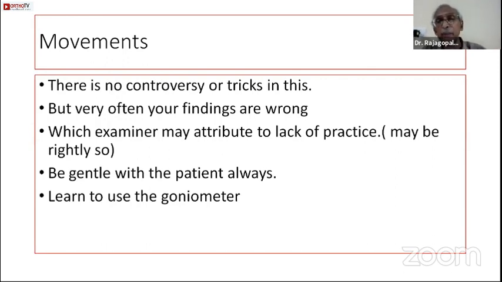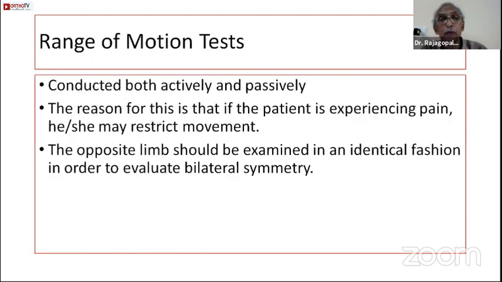And be gentle with the patient. Suddenly don't go and move. The patient will develop a spasm. Learn to be gentle with the patient, and most important, learn to use the goniometer. You will say 60 degrees, and I examine 30 degrees. I will say check out your goniometer. You will not know how to use it, you will be fumbling. So learn to use the goniometer.